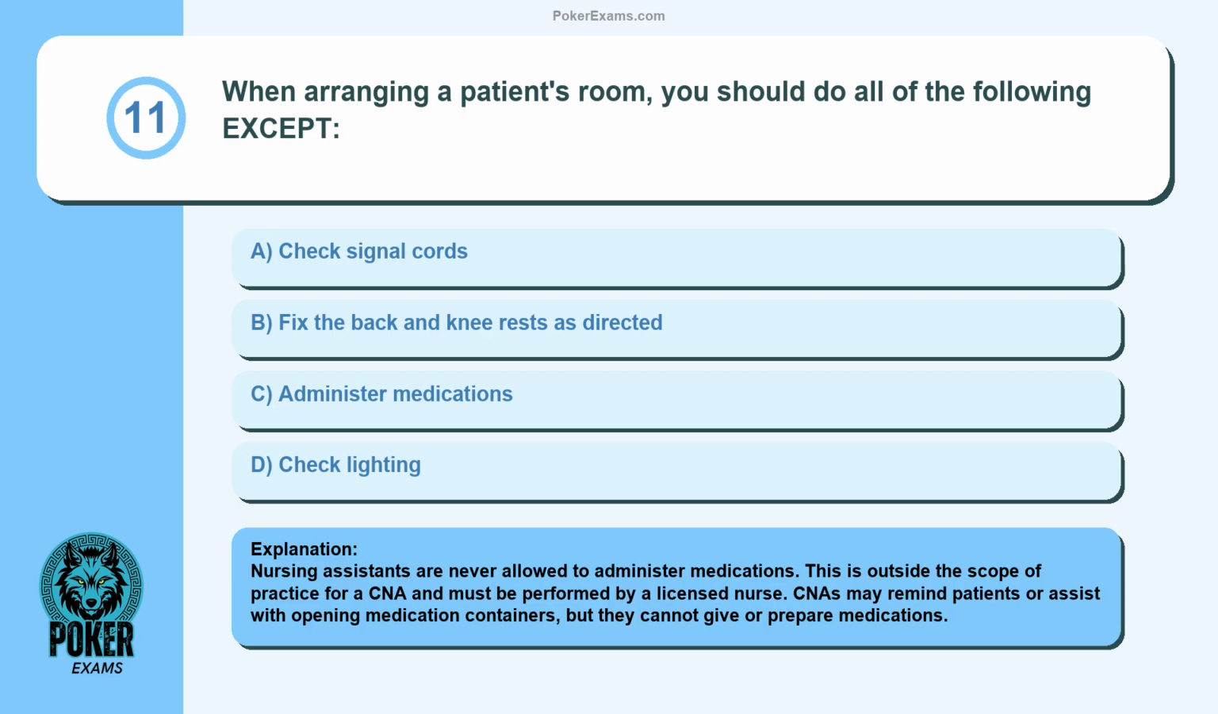Nursing assistants are never allowed to administer medications. This is outside the scope of practice for a CNA and must be performed by a licensed nurse. CNAs may remind patients or assist with opening medication containers, but they cannot give or prepare medications.